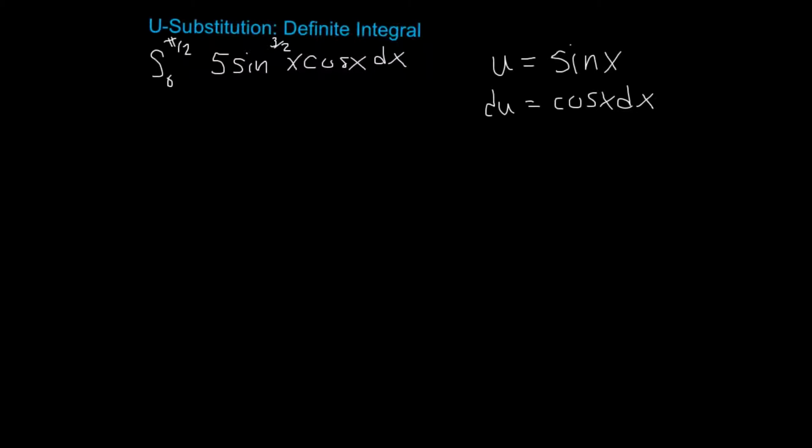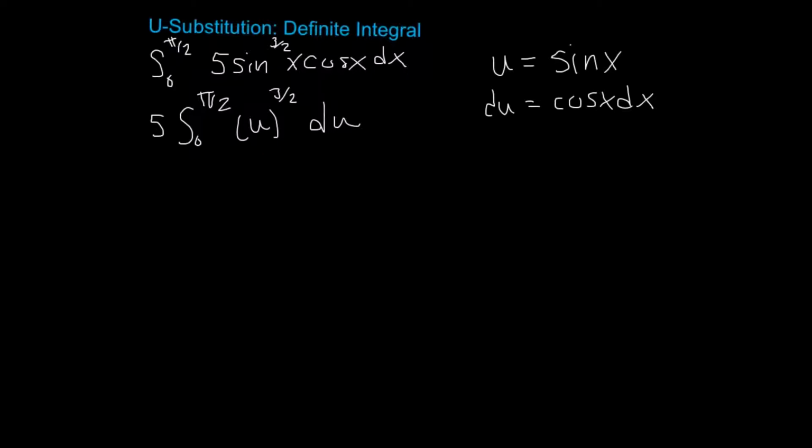So let's return to our integral and make some substitutions. First, the whole function is being multiplied by a 5, so if you remember your integral rules, you can take out that constant. So you're going to have 5 times the integral of 0 to pi over 2, and let's make our substitutions now. We said that u was equal to sine x, so we have u to the 3/2 du.